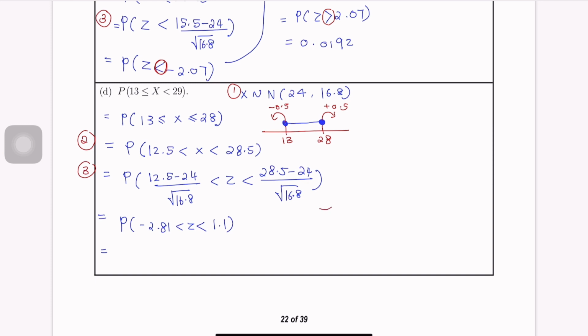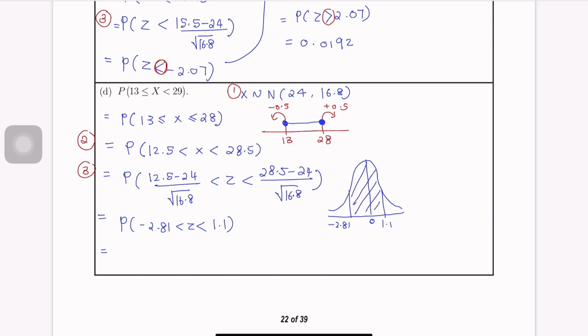Again, if you're not sure, just draw the bell-shaped curve. So this is our bell-shaped curve. Sorry, I changed it to blue. I think I like blue better. So this one is our bell shape. We have negative 2.81. Again, this one is 0, so negative 2.81 is somewhere here on the negative part, and the positive part is 1.1.